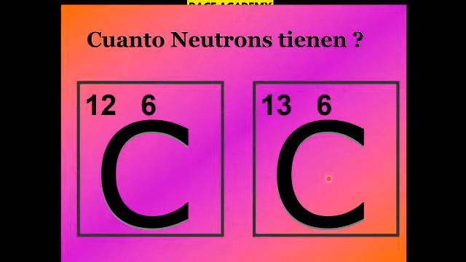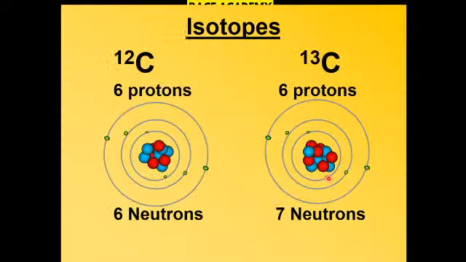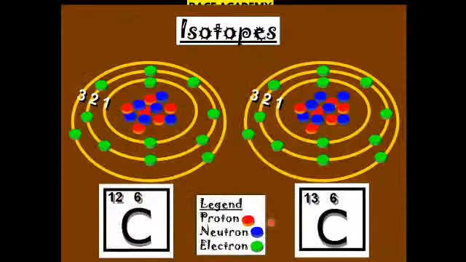Now we'll see the calculation of neutrons. This 12 is the mass number. From that, if you subtract the proton number, you will get the neutron number. So 6 is the number of neutrons in carbon-12. And carbon-13 is there. In that we have 6 protons, so 13 minus 6 will be 7. 7 is the number of neutrons.